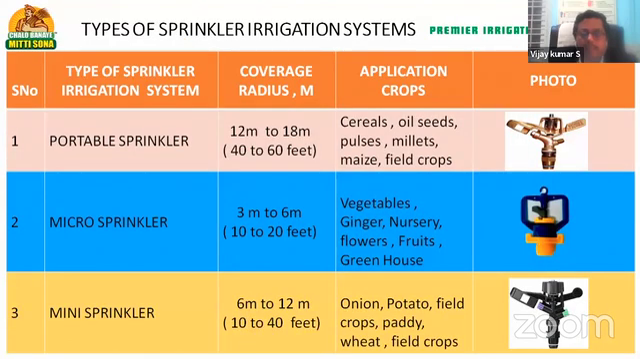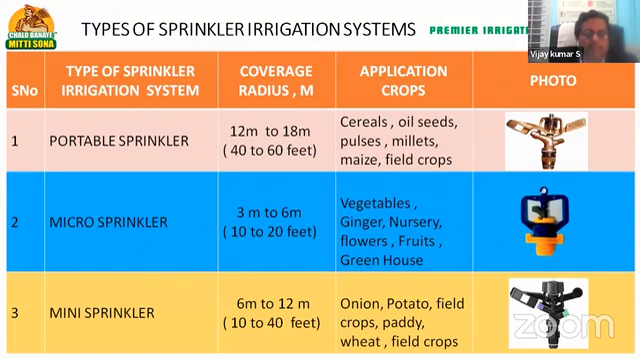Now let us look at the various types of sprinkler irrigation systems that are actually in the picture. You have the portable sprinkler irrigation system, which is the most common sprinkler irrigation. It has a typical coverage radius of 12 to 18 meters. Typically the application crops are cereals, oil seeds, pulses, millets, maize, and field crops. You can have a brass model type of sprinkler, or you can have even a plastic sprinkler.